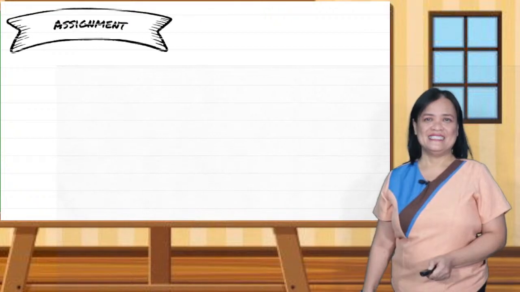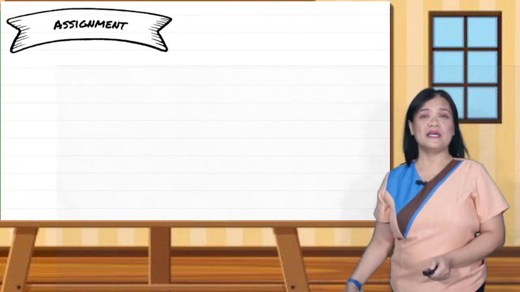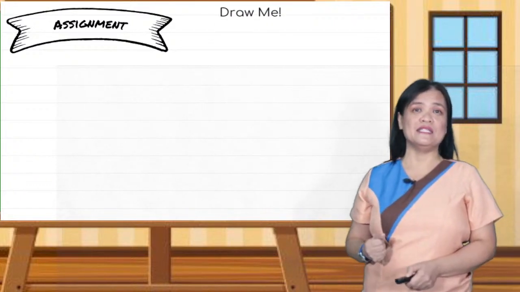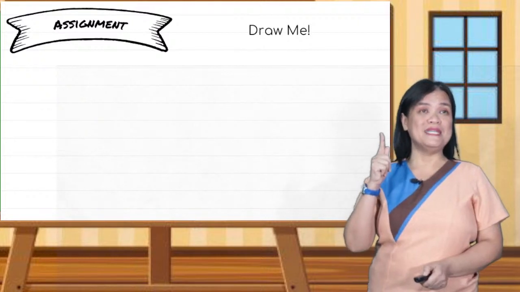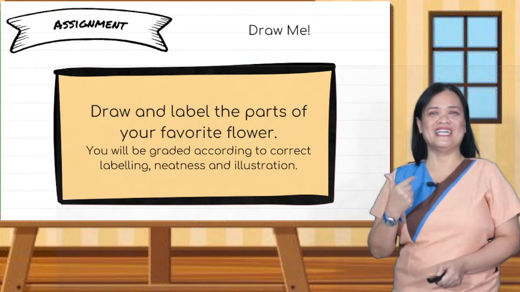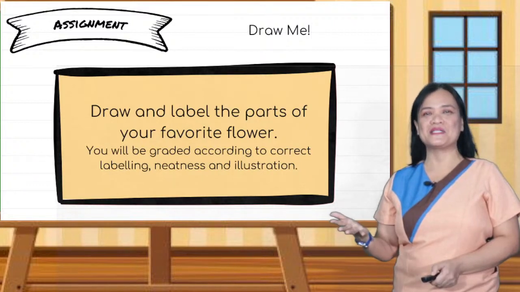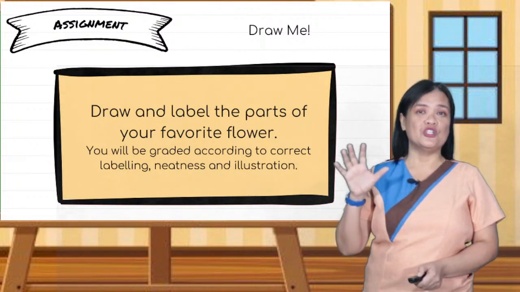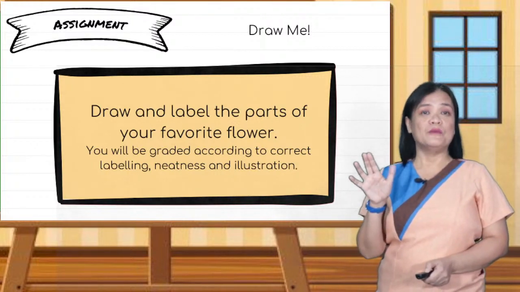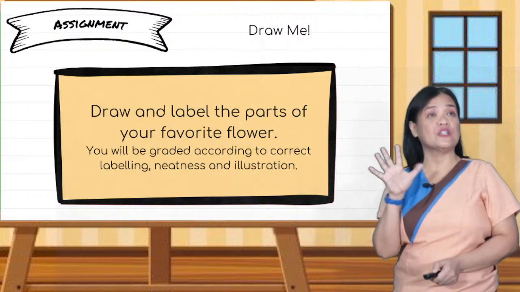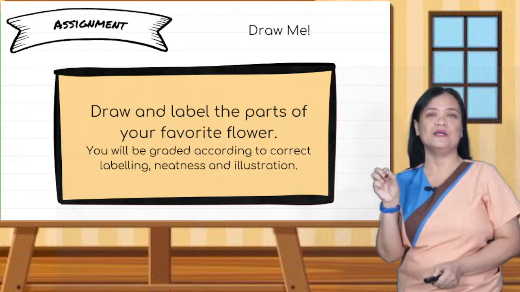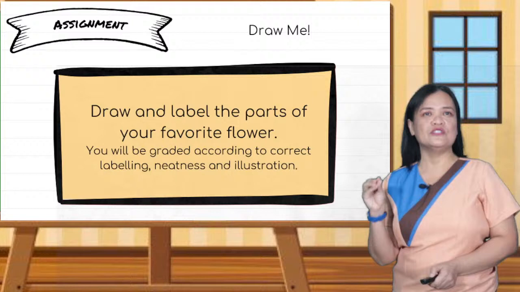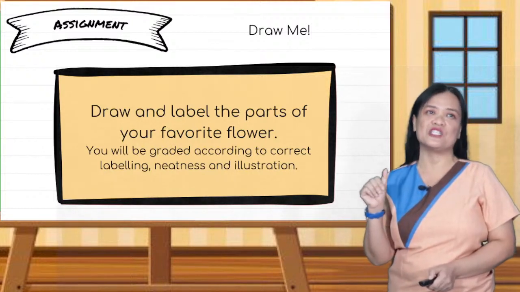All right. So, syempre, you have your take-home work. So you have your assignment. Draw me. Not me, okay? Draw and label the parts of your favorite flower. Okay? You have your favorite flower. You draw it, so you will be graded. May rubrics yan. You have be graded according to the correct label. Siyempre, label niyo po. Neatness and illustration. So, take note of our assignment, kids. Please do it. That is your performance task.